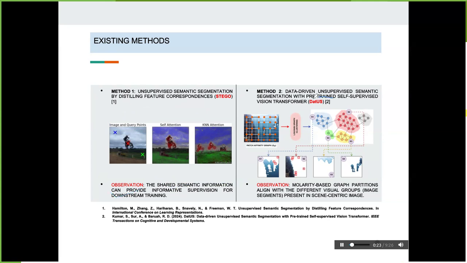Similarly, another method utilizes a graph clustering algorithm called Louvain with a patch affinity graph to identify different objects in a scene. Here, the Louvain algorithm performs hierarchical clustering by maximizing the modularity of a graph. Modularity is an important property of a graph, which reflects the strength of the existing graph partitions. Here, the takeaway is that the graph partitions with maximum modularity align with the different visual groups, image segments, present in a scene-centric image.